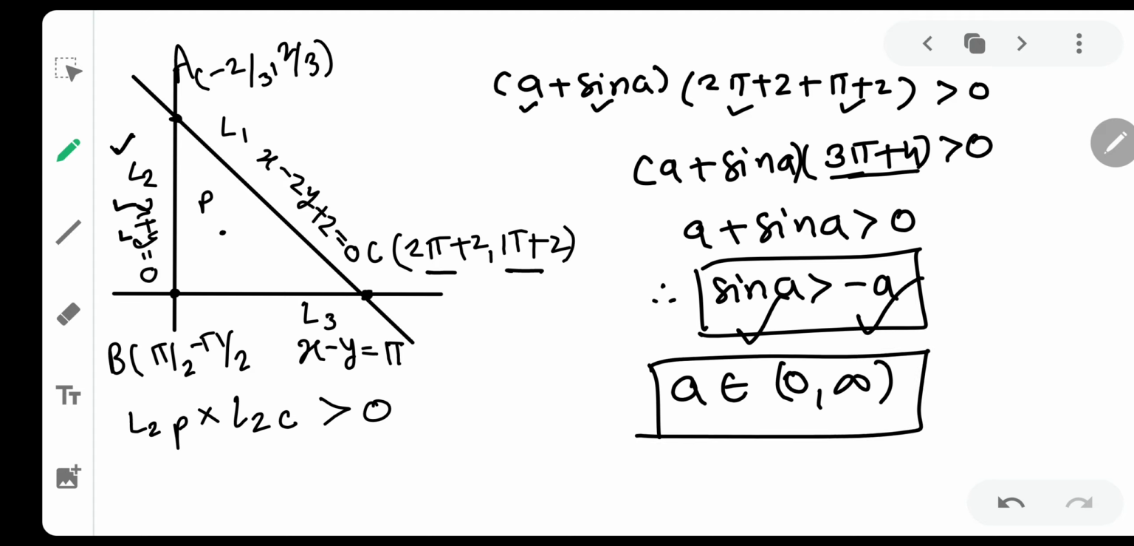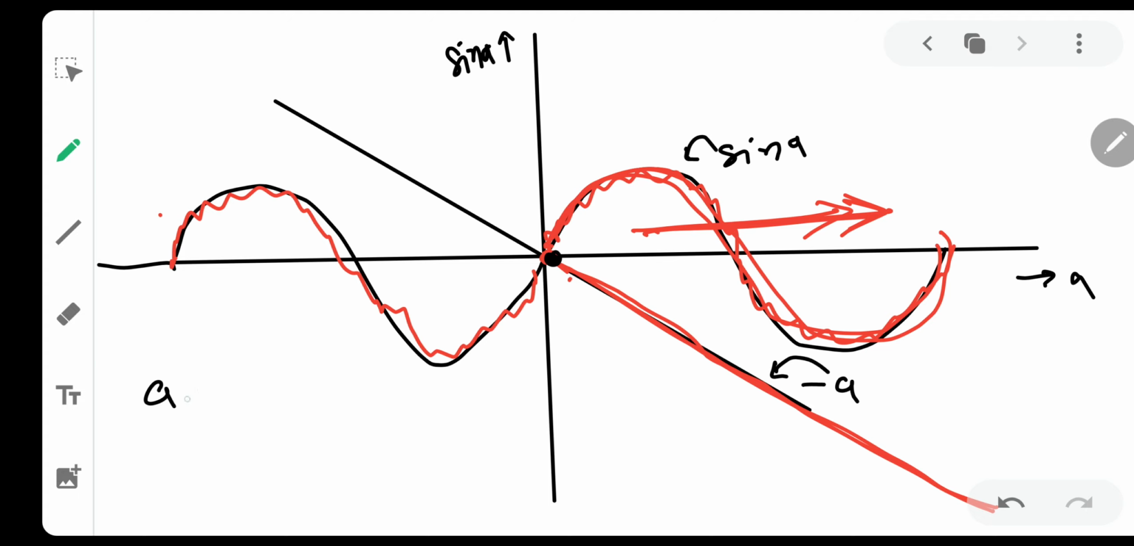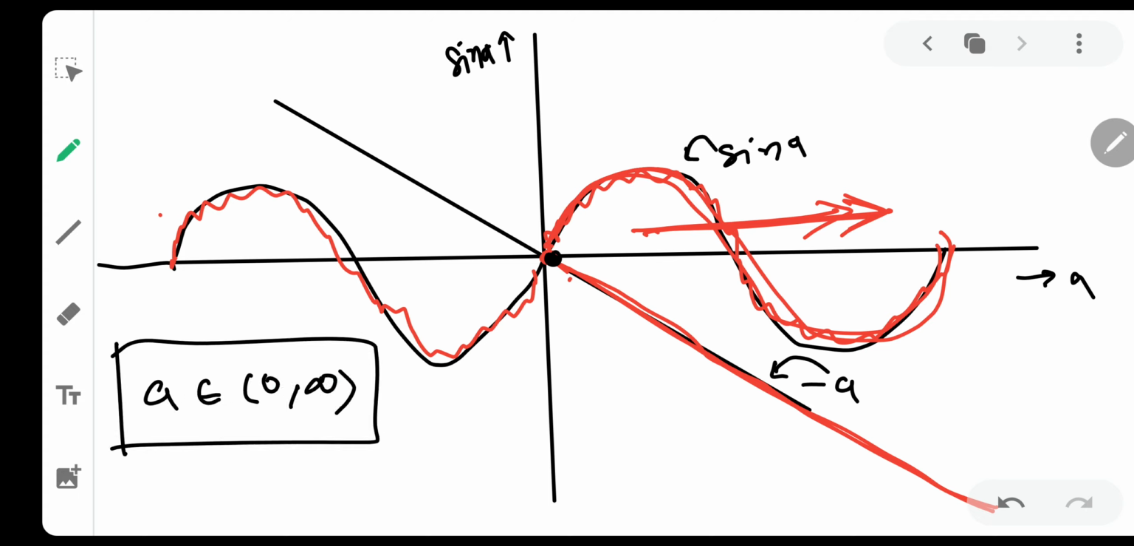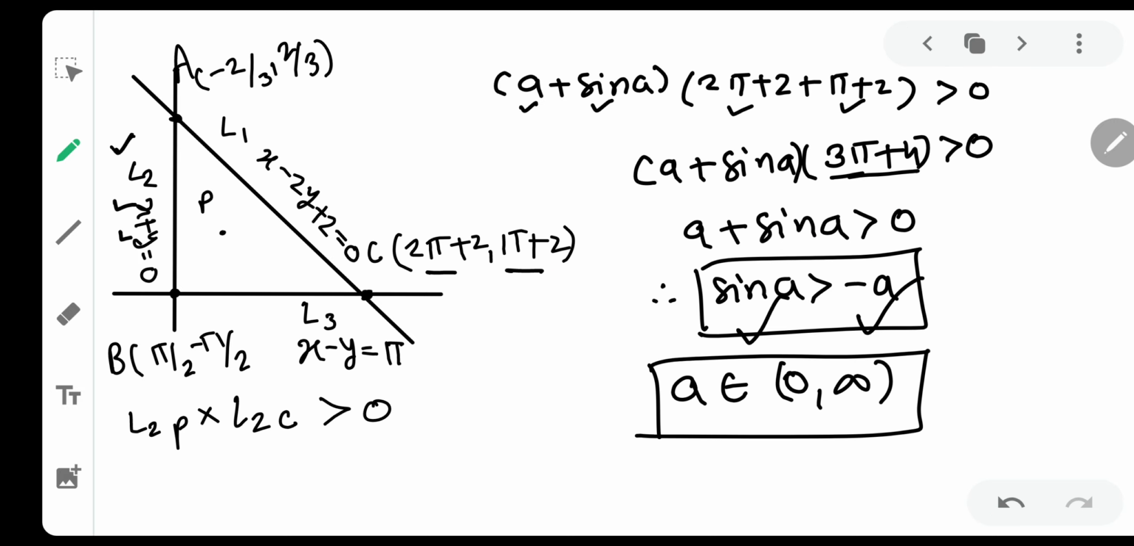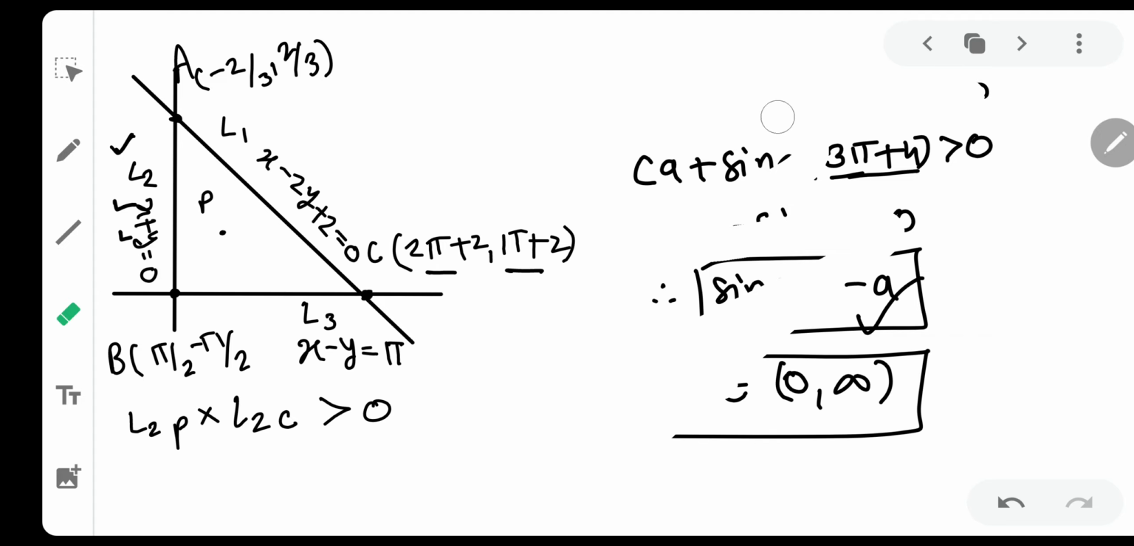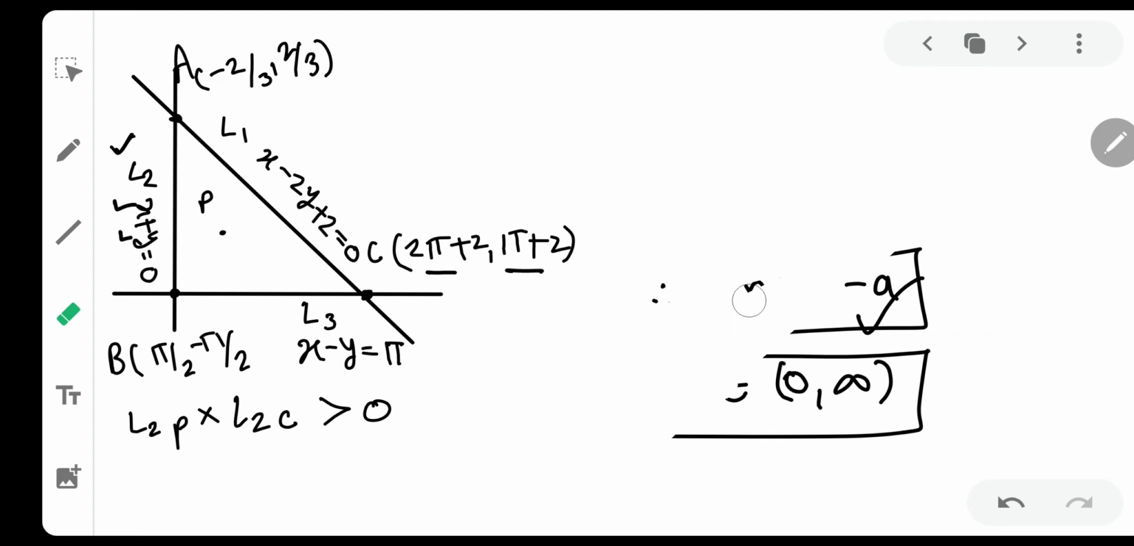So this is how you got your first answer, which is A belongs to 0 to infinity. Now what I'll do, I'll just write this down over here. A belongs to 0 to infinity. This is the answer of our first inequality. Now moving to the second inequality, I would like to show it on the same page so that there won't be any mistakes done.